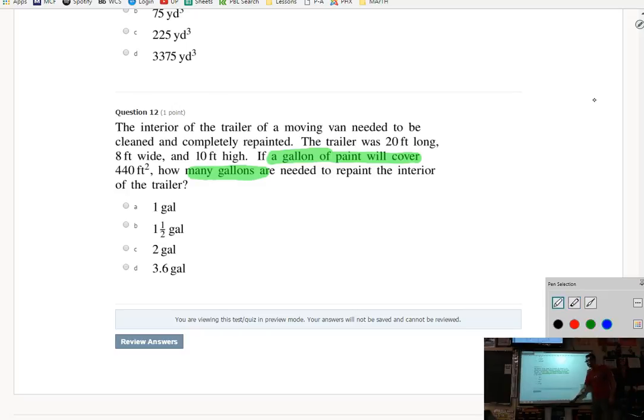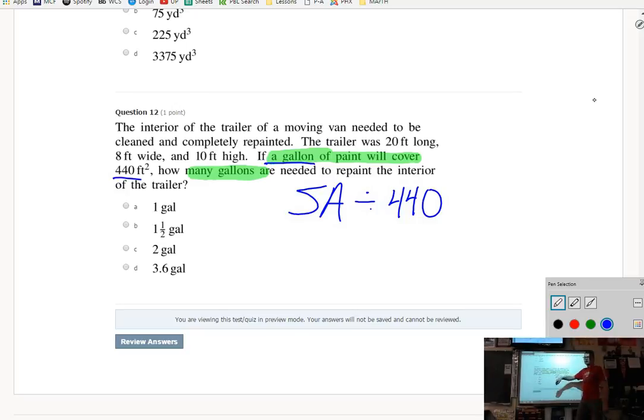So you're going to end up taking your total surface area and dividing by the 440, since that's how much a gallon can cover. So to get your gallon answer, you might want to write this down as a reminder for when you get to it. You'll take the surface area, you've got to compute the surface area, but then divide it by how much a gallon covers, and that'll tell you how many gallons you need to purchase.